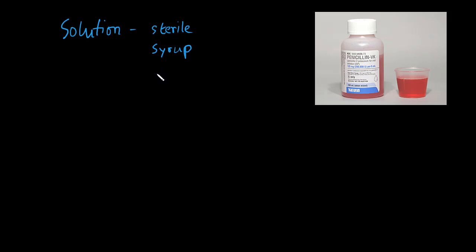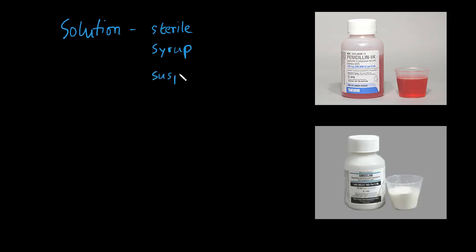The other kinds of liquids are suspensions. Suspensions contain drugs which are not dissolved in water, so we try to suspend the drug with the help of a suspending agent. The appearance of the suspension is usually opaque or white, and if you look at solutions, they are always clear and transparent. Another kind of liquid is emulsions. Emulsions are actually a mixture of oil and water, so they are mixed with the help of an emulsifying agent.